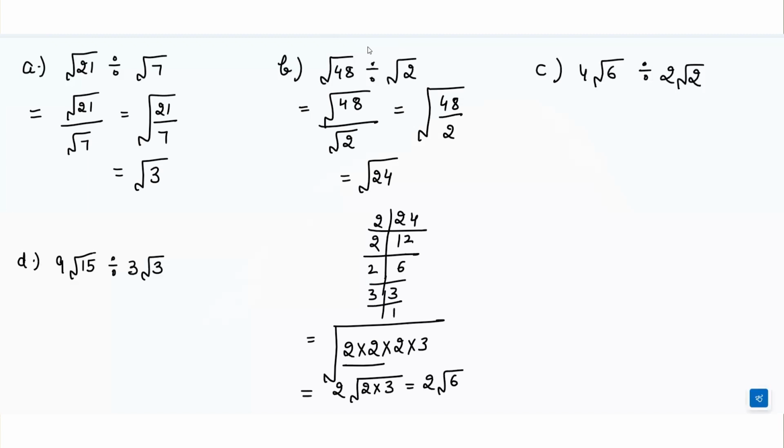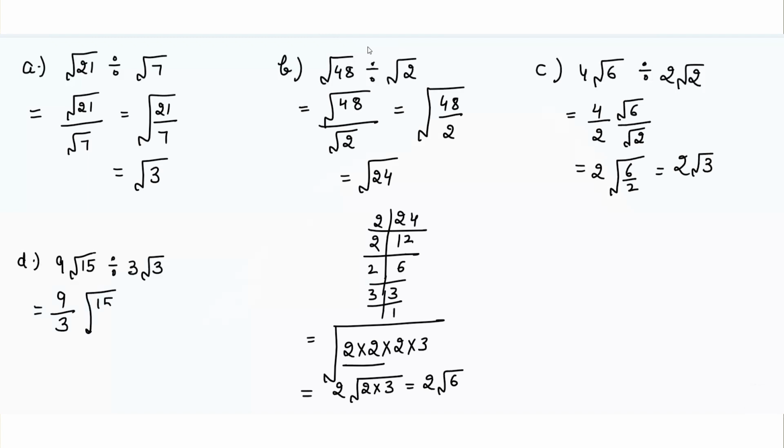Similarly for part C, now we have numbers outside the square root. So we will solve them separately, and the numbers within the square root, we will solve separately, like we did in the multiplication. So it can be written as 4 by 2 and then root 6 by root 2. So 4 by 2 is 2. We can write it as root of 6 over 2, which is equal to 2 root 3. Similarly, we can solve part D. So here I can write 9 by 3, and then root 15 by root 3, which is equal to 3 root 5.